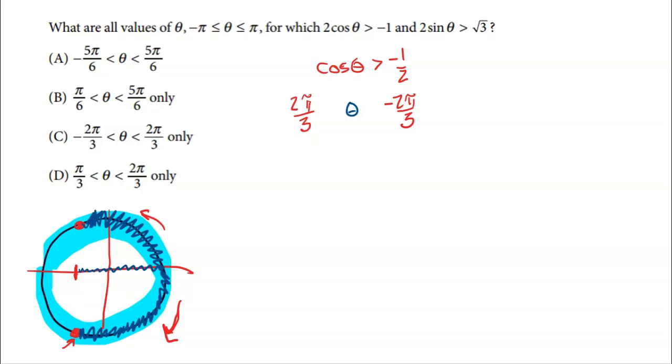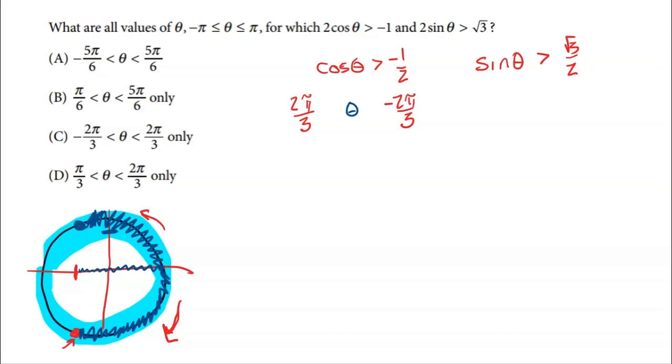Okay, but I got a second inequality to deal with as well. So let me go ahead and divide by 2. So I get sine of theta is greater than radical 3 over 2. Okay, so now I can say, where is sine radical 3 over 2? This is where it gets a little bit confusing, so bear with me. I know my picture's not great. But sine is the y-coordinate, so radical 3 over 2 is right here. Now that's going to happen at 2 pi over 3 as well.